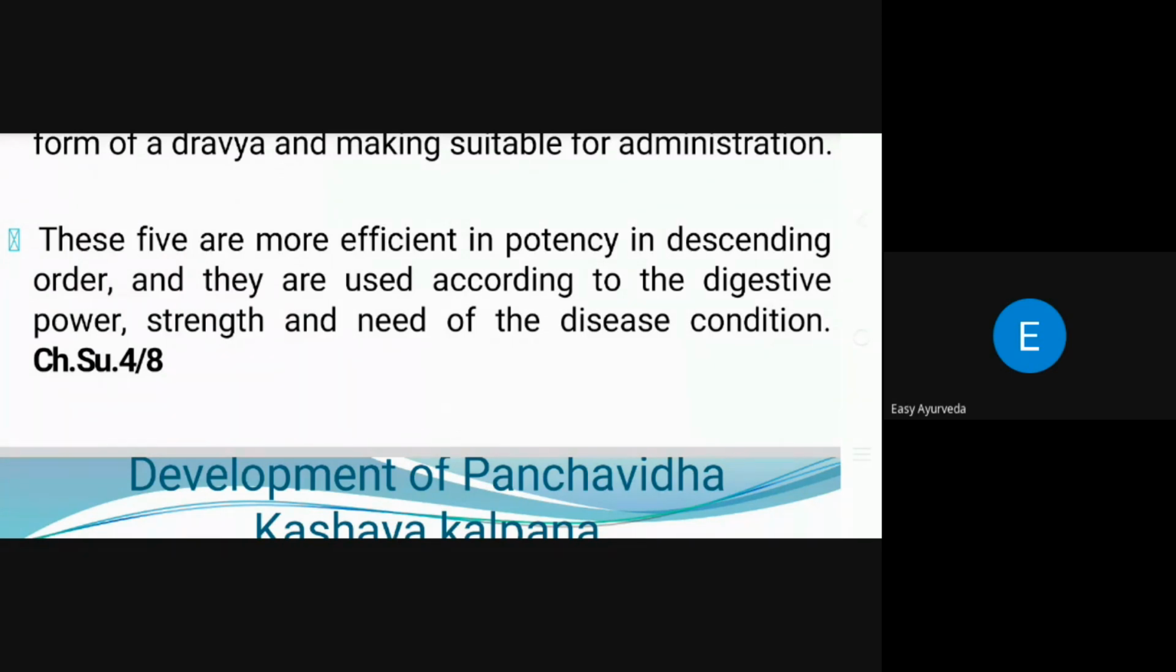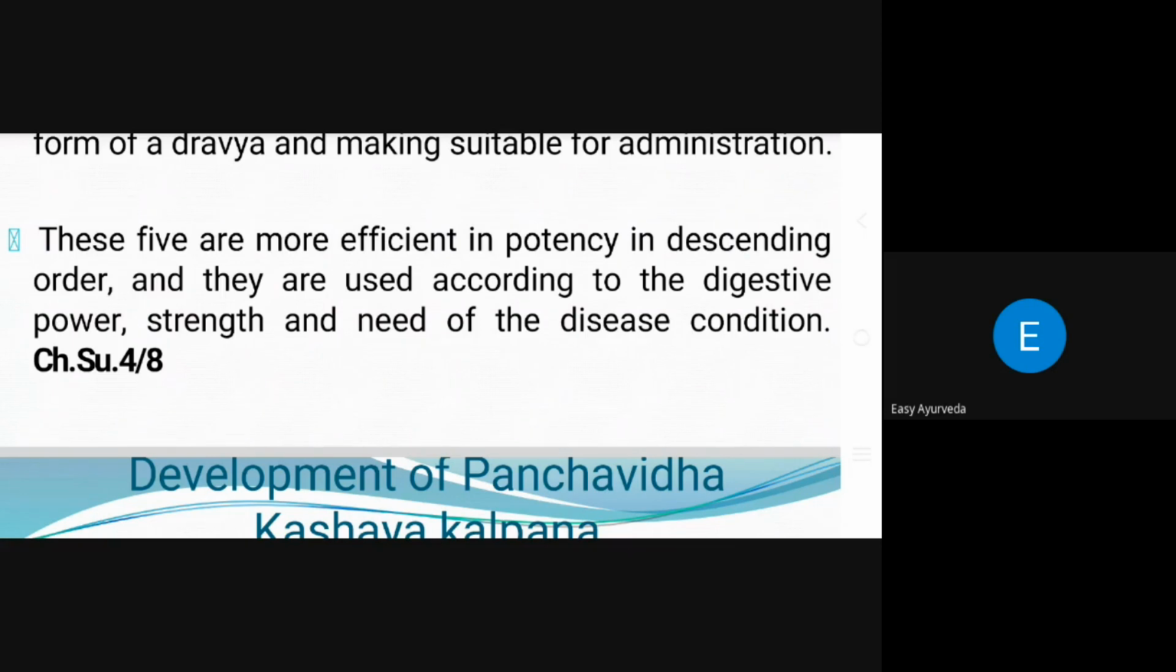Vyadhi means the disease condition, how much it is there, and in which stage the disease is; we have to understand that. First, second, third stages, moderate and higher conditions are there. Along with that, we have to understand the bala of the Atura also: how the patient is, what his body build is. It may be moderately built, it may be well built. Like that, we have to assess. The disease condition will also be assessed along with the patient. Everything we have to examine.